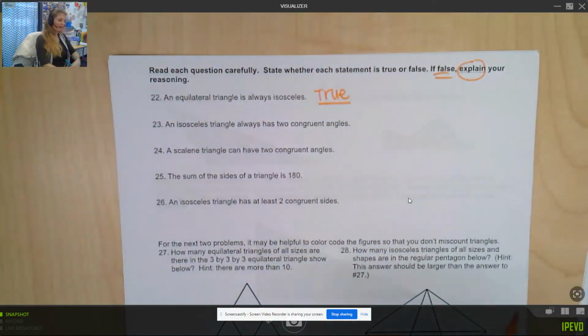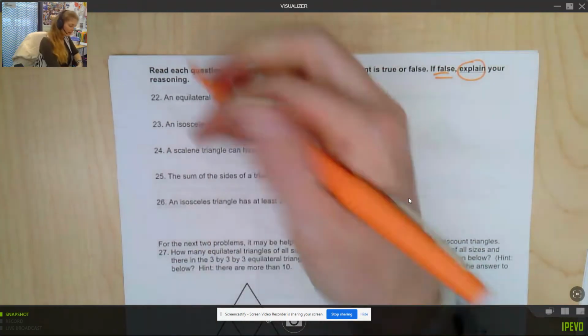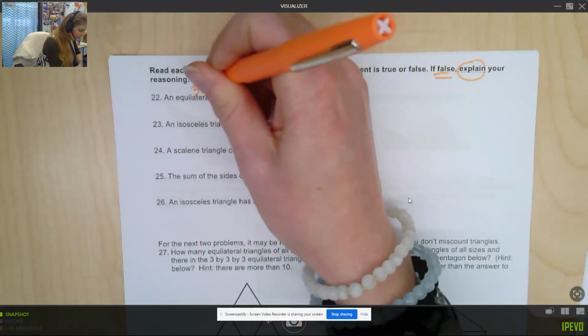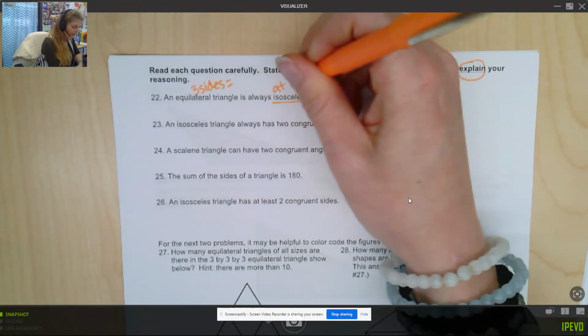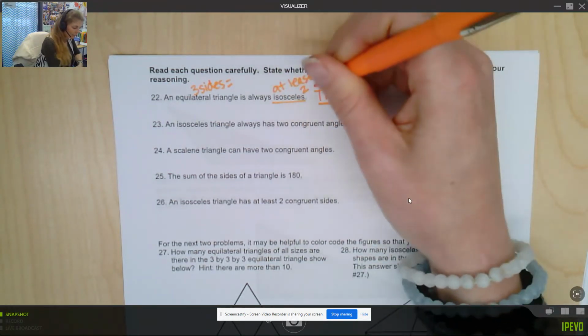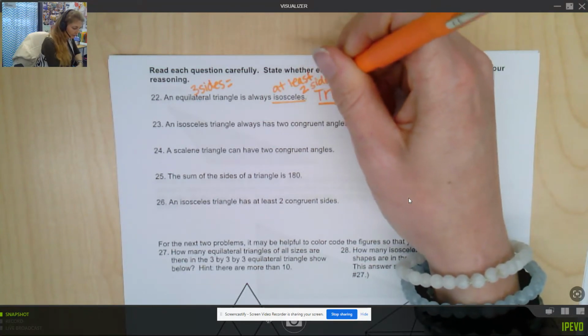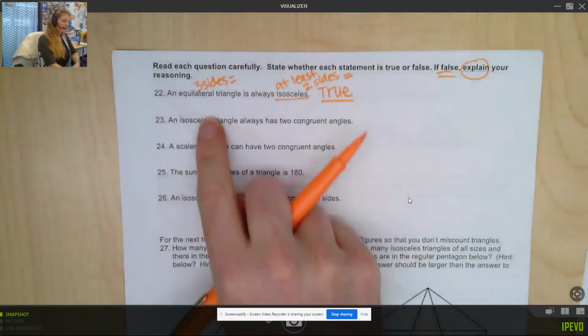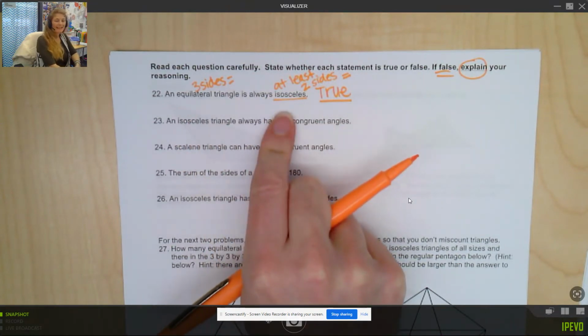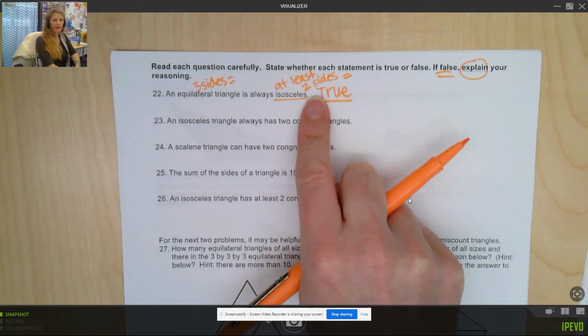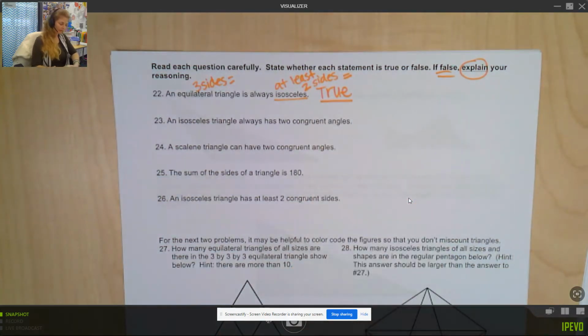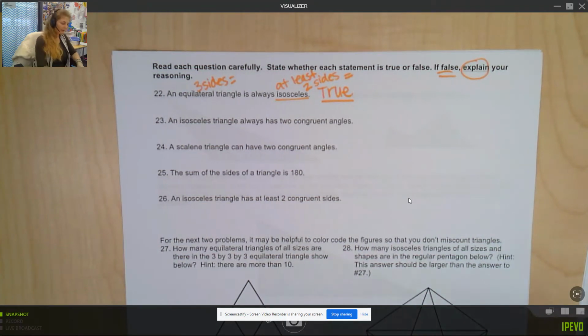And you might be saying, but wait, an equilateral triangle has all 3 sides the same. But an isosceles has at least 2 sides equal. So in fact, an equilateral triangle is an isosceles triangle because 3 sides being equal meets the criteria of at least 2 sides being equal. Fabulous. Let's keep going. An isosceles triangle always has 2 congruent angles. Well, this is false.